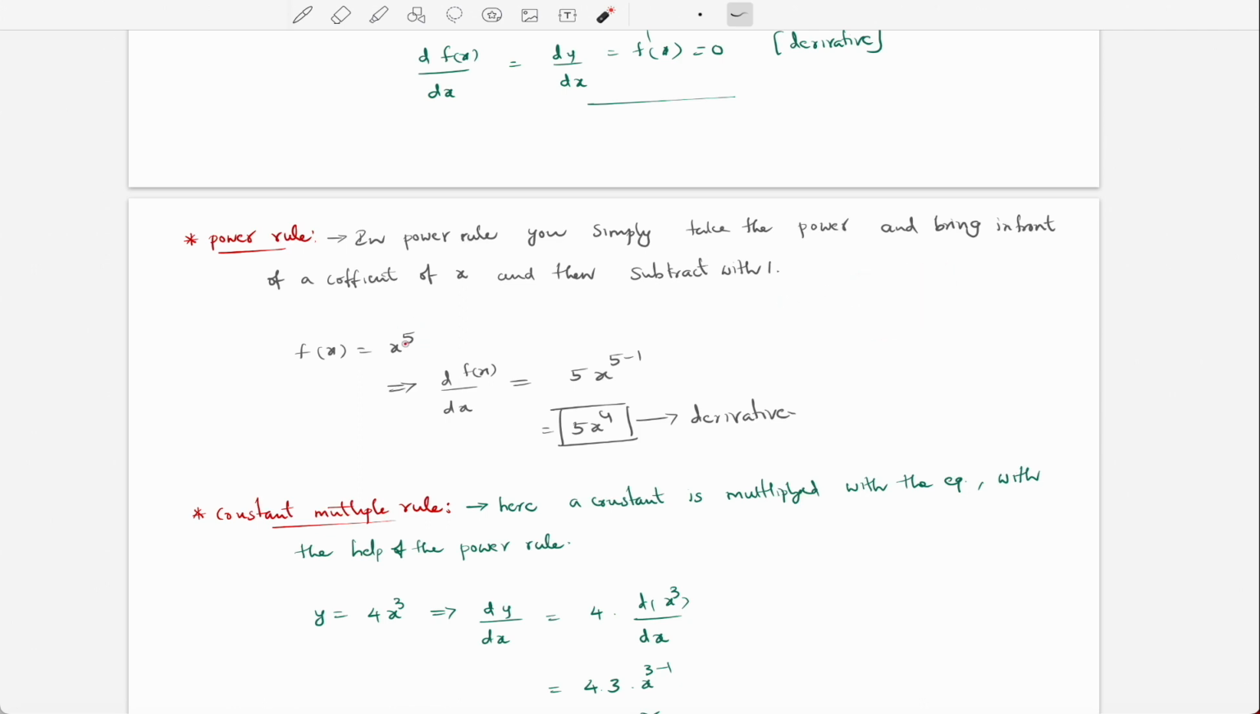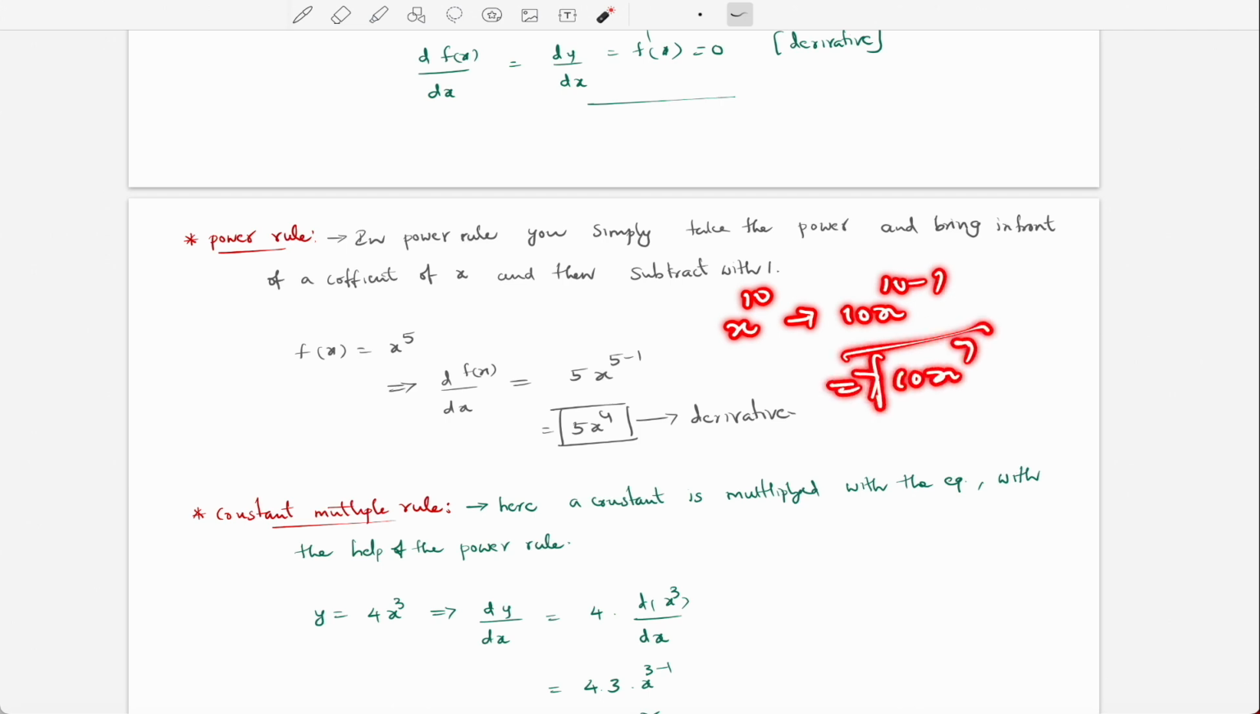So we have x power 5. If we use the power rule to find the derivative of that function, we simply take out the 5 and bring it in front of the x, and we subtract 1. I hope you're getting it. The value becomes 5x power 4, which is our derivative. You can try it with x power 10, and it will become 10x power 10 minus 1, which is equal to 10x power 9.